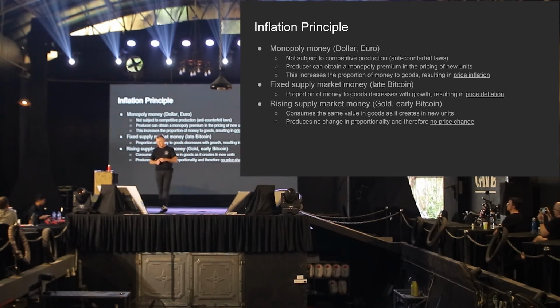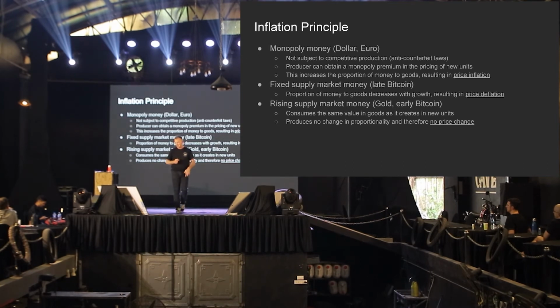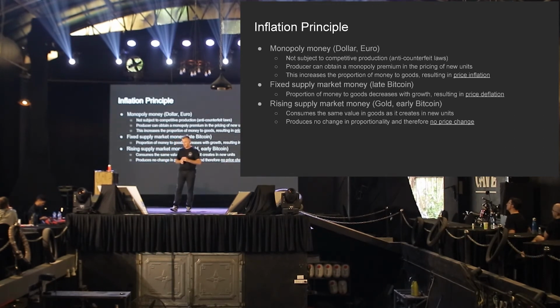This increases the proportionality of money to goods, or the demand for the money, resulting in price inflation specifically because it's a change to what's called the money relation, the ratio of money to demand for the money. Increase some money without increasing the demand for the money, which you can only do as a monopolist in production of money, and you get price inflation.